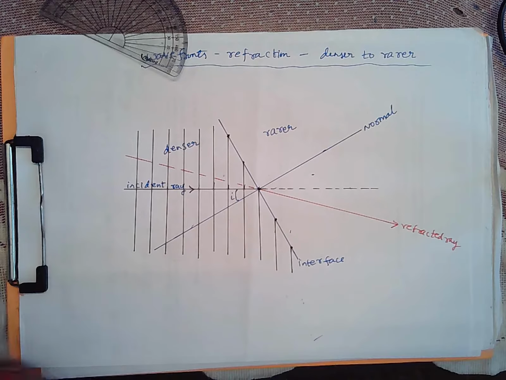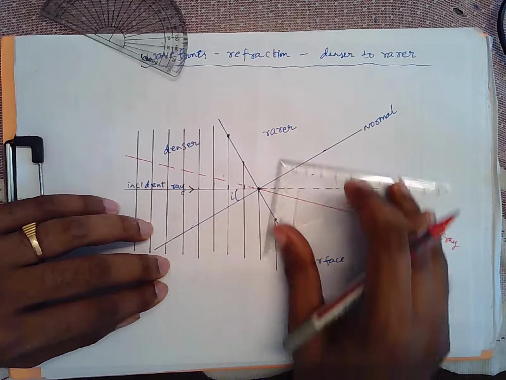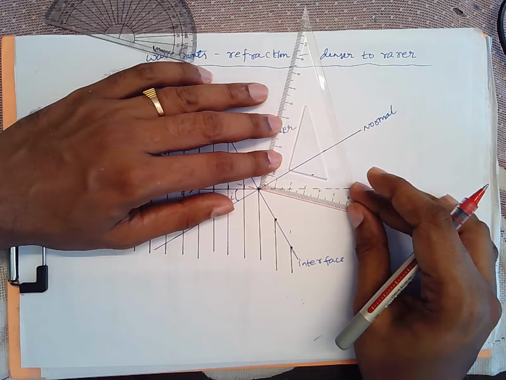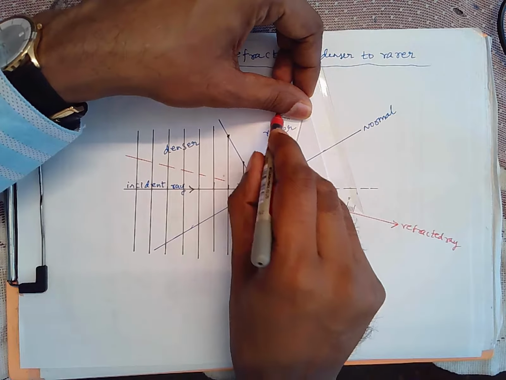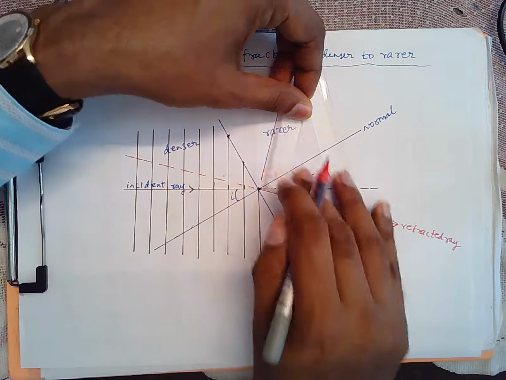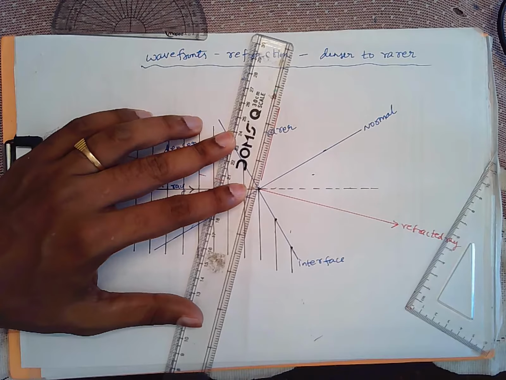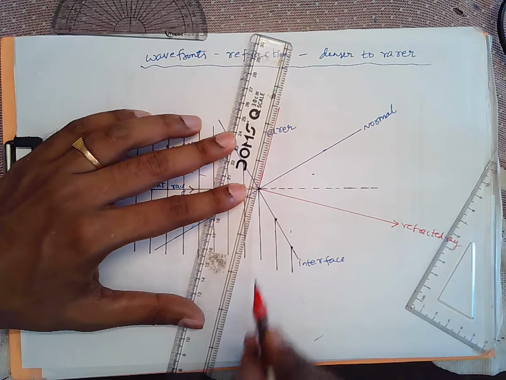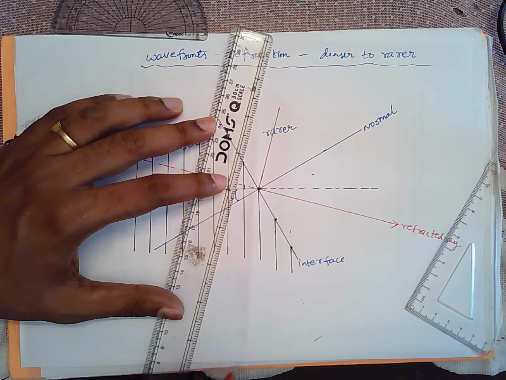Now you have to draw perpendiculars to the refracted ray in order to get the wavefronts. So perpendicular has to pass through these points. So after drawing one wavefront, the remaining you can draw parallel to it. So the refracted wavefronts should be only on the other side of the medium. Now the next one is parallel to this.